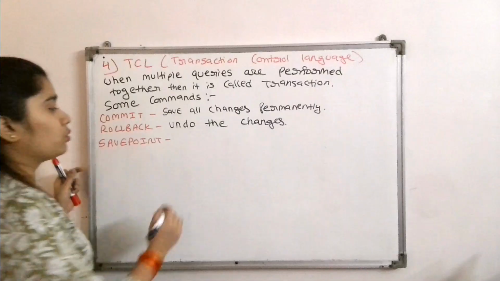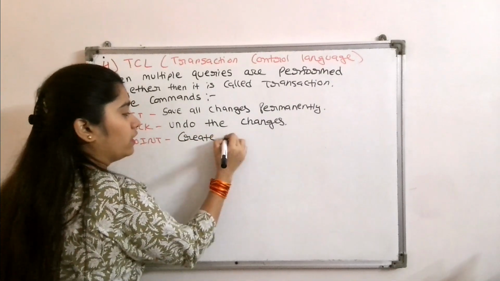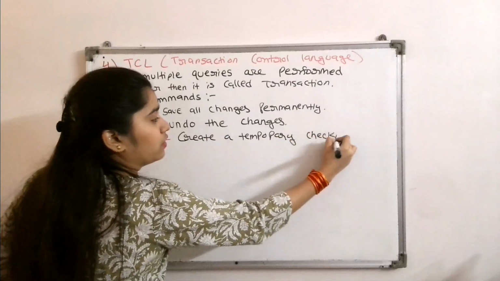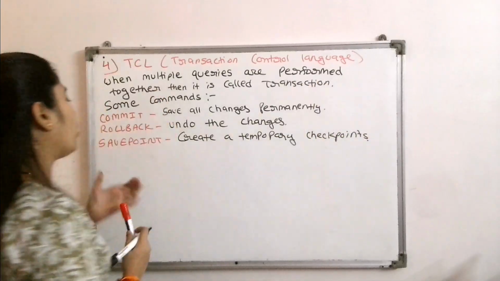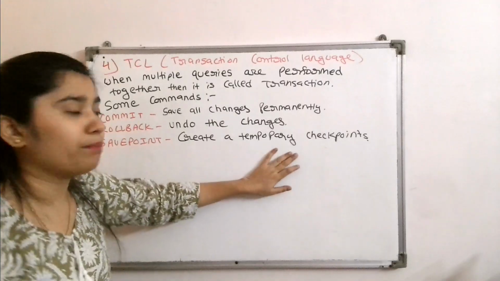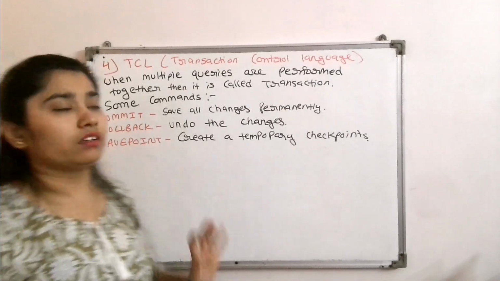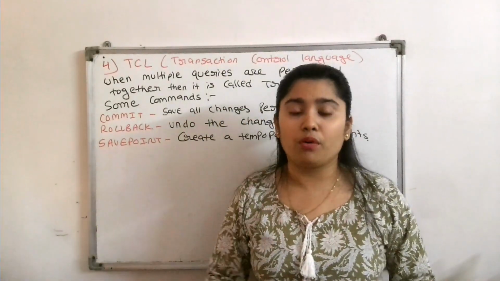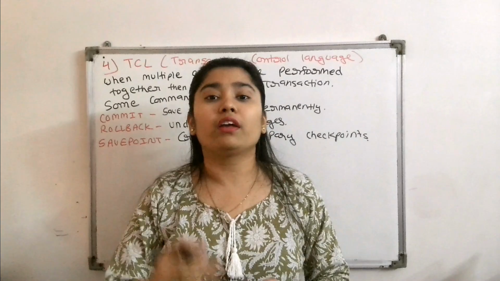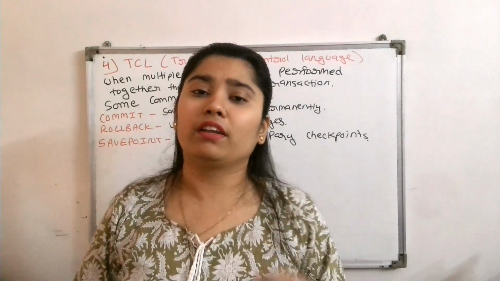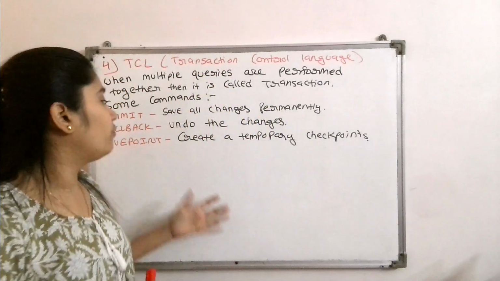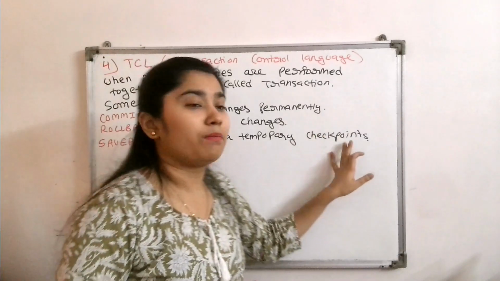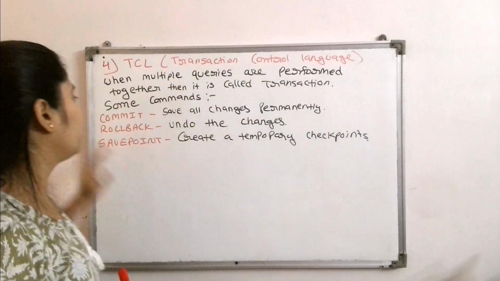savepoint. This command is used to create a temporary checkpoint. What does it mean to create a temporary checkpoint? I hope you have played a Mario game. In that, if you got out and you had achieved a checkpoint, your game would resume from there itself. So it is the same here. If you have a savepoint, it will create a temporary checkpoint. Okay, I hope you are clear with this also.